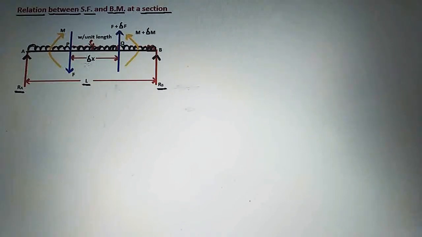Now considering a small length dx of a beam between sections P and Q. Now considering the small length dx, or we can say delta x, between the sections P and Q, there are a shear force and bending moments shown here. So see here, we are considering a positive shear force and positive bending moment.